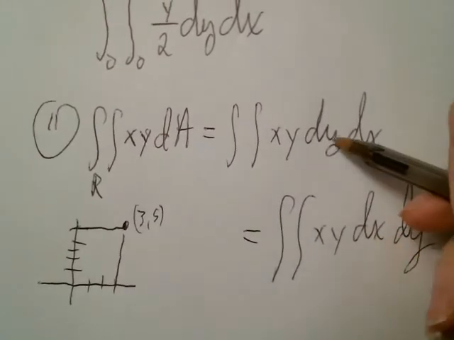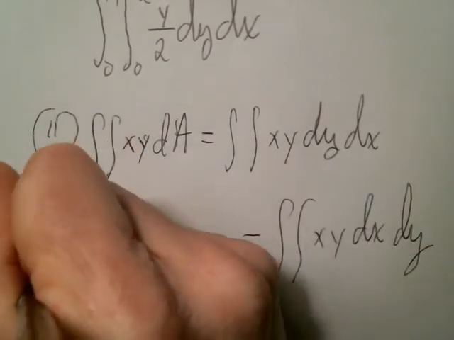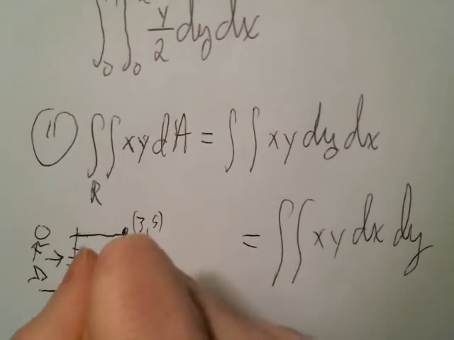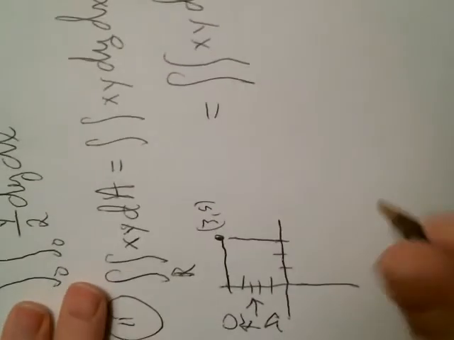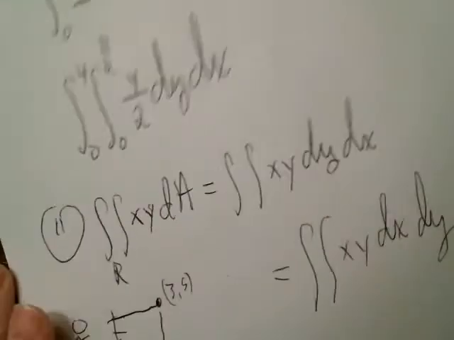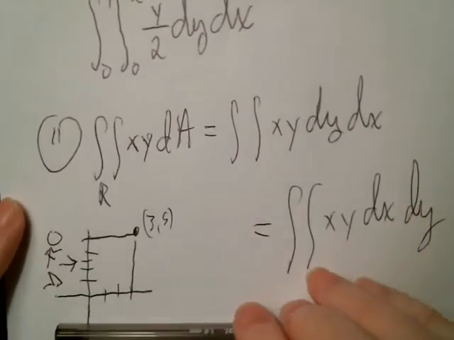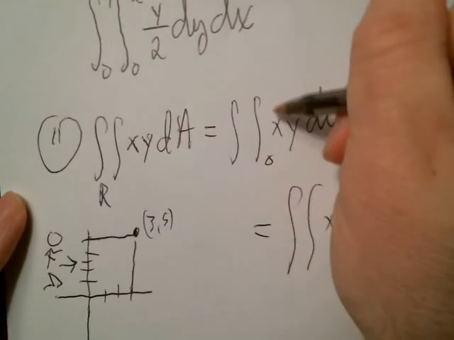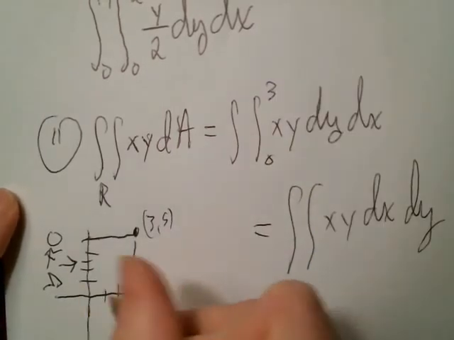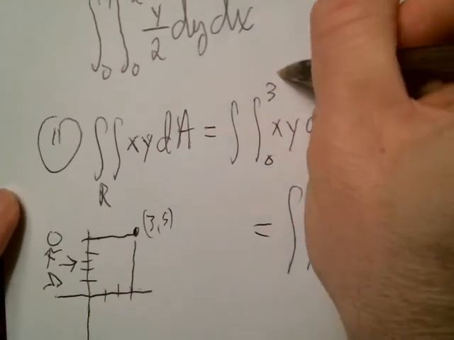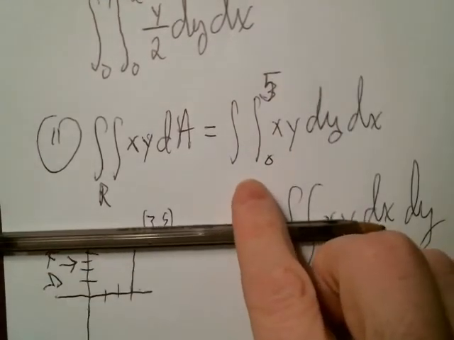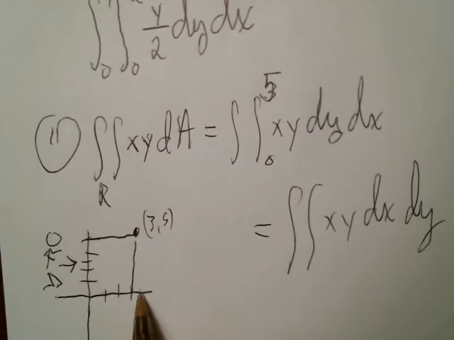So in dy dx order, that's this orientation. Okay. And then the other guy, dx dy, is going to be this other orientation. Okay. So y equals what to y equals what? Y equals 0 to y equals 3. And then the running man is going from 0 to 5. Y equals 0 to y equals 5. And then the running man is going from 0 to 3.